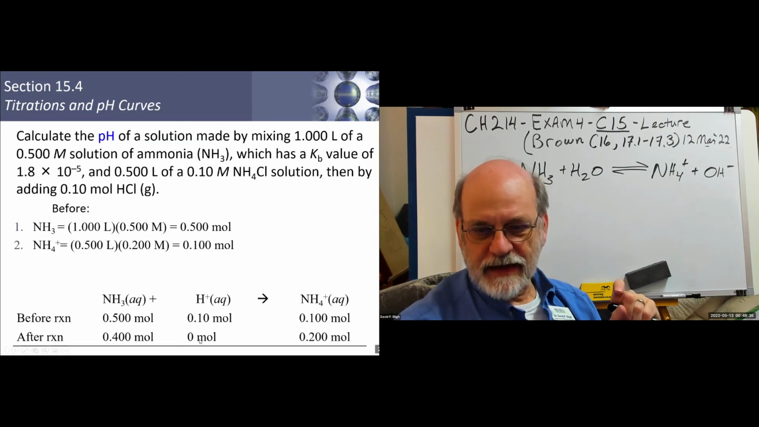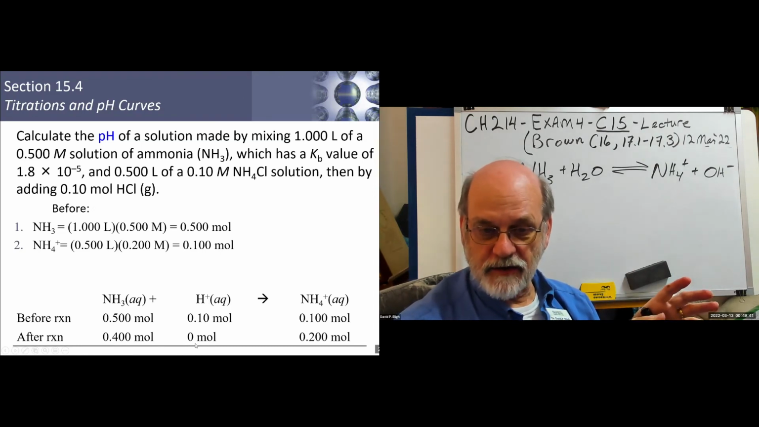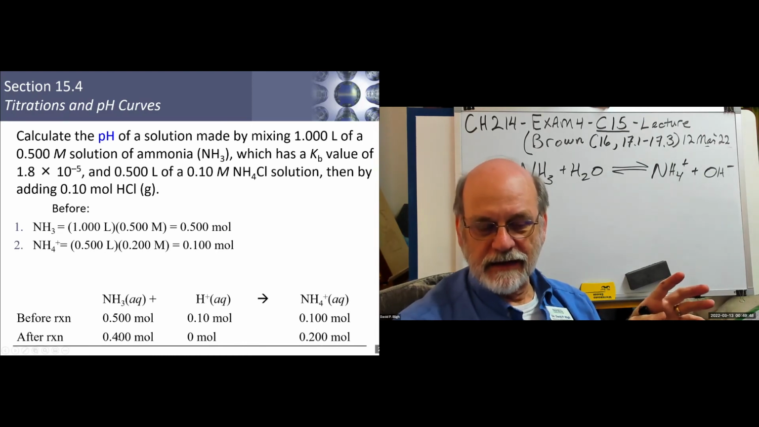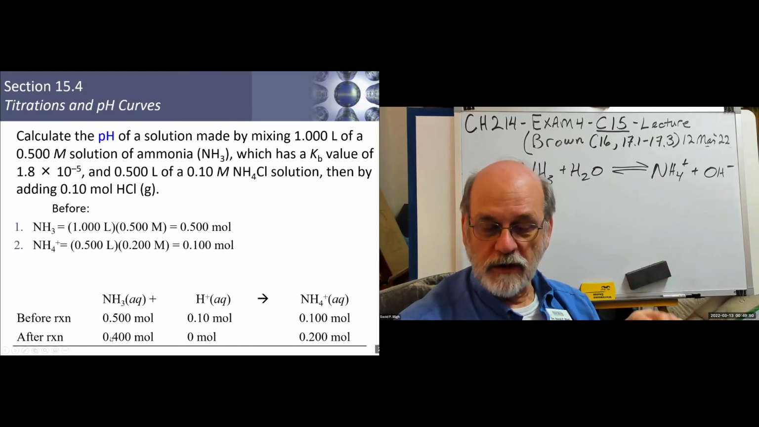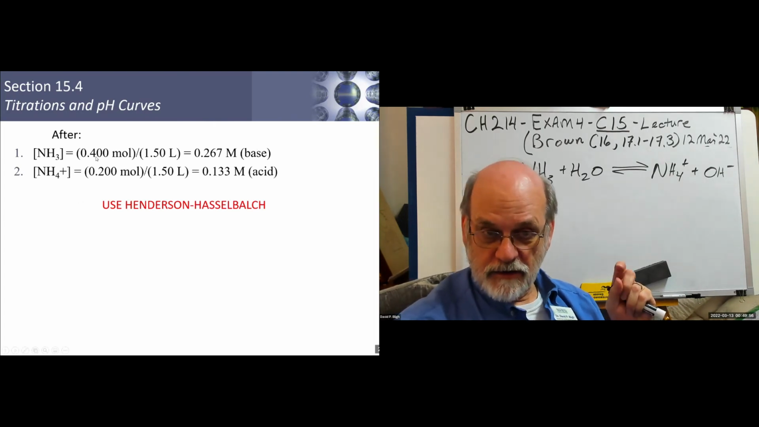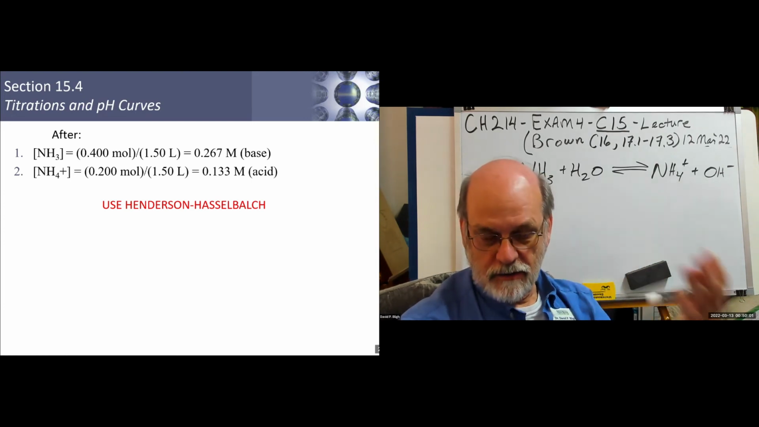All right, so that gives us before and after, right? We assume that all these hydrogen ions are consumed and produce 0.2 moles of ammonium ion and leave us with 0.4 mole of ammonia. Now we can calculate concentrations, right? So we got our stoichiometry done. Now we're going to set up concentrations to do our equilibrium.